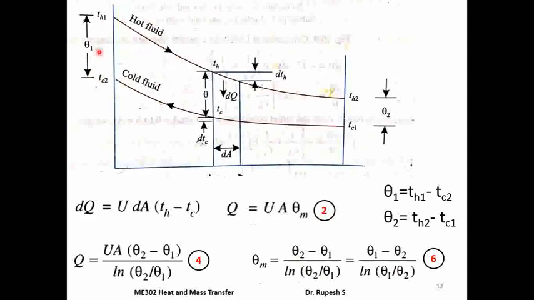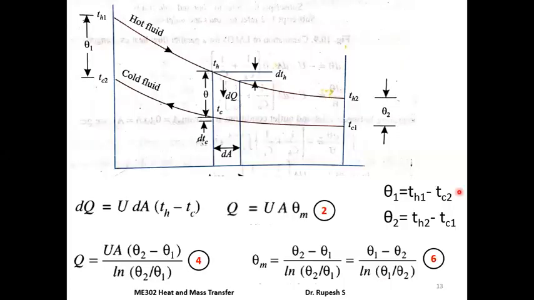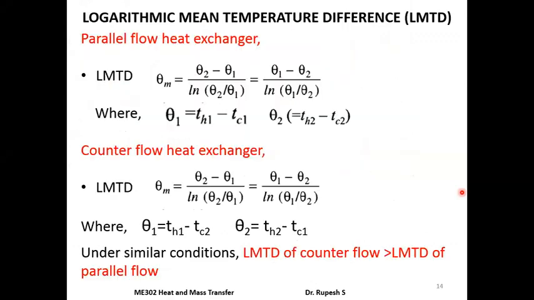Here theta 1 is Th1 minus Tc2, and theta 2 is the temperature difference between the hot and cold fluid at the exit of the heat exchanger, and theta 2 in the case of a counterflow heat exchanger is Th2 minus Tc1. Now let's compare the LMTD of parallel and counterflow heat exchangers.